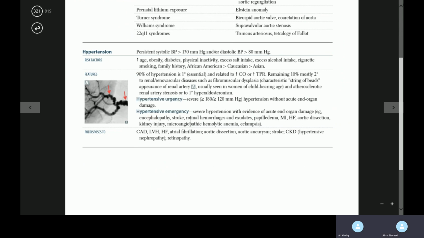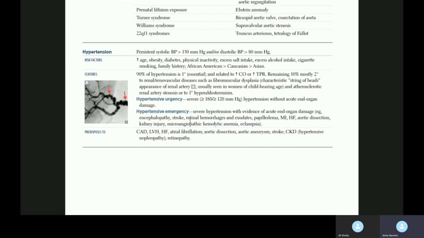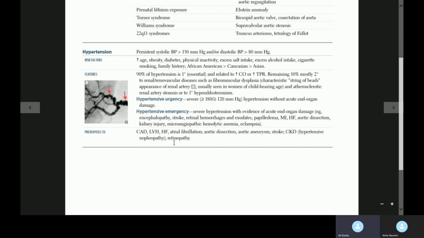What about the blood pressure? The blood pressure should be extremely high, more than 180 by 120, as I said. So, any question? Remember, hypertensive emergency is also known as malignant hypertension. These are some terms that confuse in the exam. So, emergency is also called malignant hypertension.